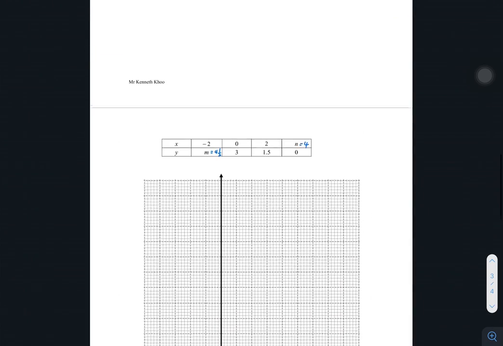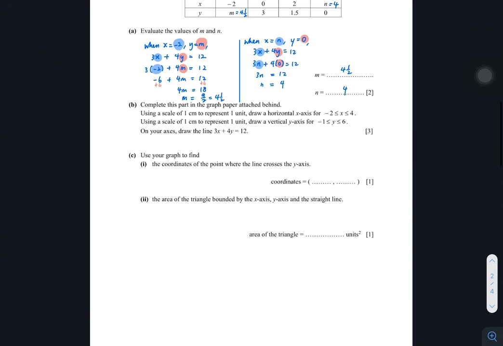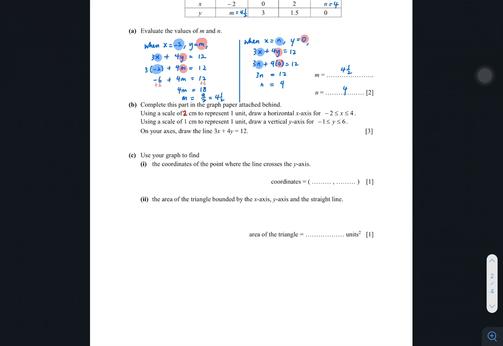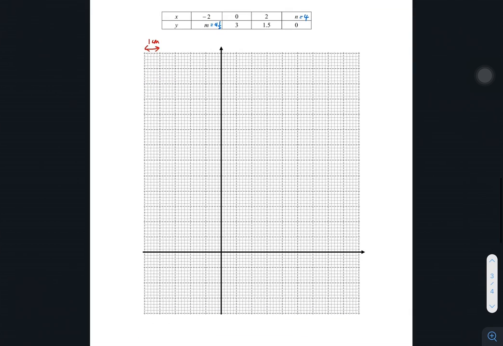So let us look at the scale. Oh, sorry, my bad, there's actually a correction here. Scale of 2 cm to 1 unit. Draw a horizontal axis and a vertical axis. So each unit is 2 cm. This box itself is 1 cm, so double of this will be 2 cm. Let's take note. Okay, so we're going to do the marking.